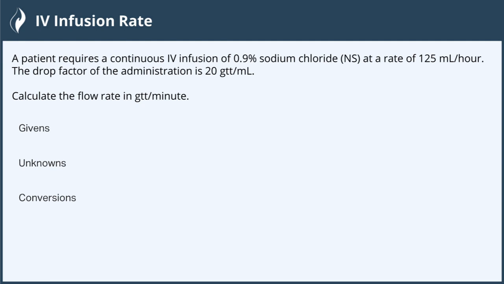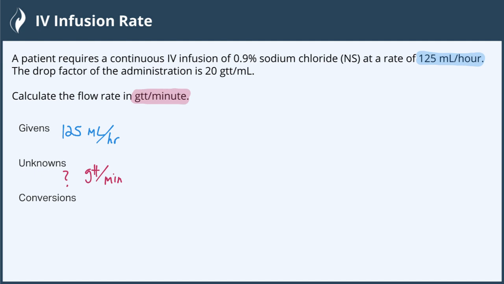So let's start with what are we told? We're given that the patient needs their medicine at a rate of 125 milliliters per hour. So that is our given. We are being asked to find the flow rate in drops per minute. So that is our unknown. We want to know how many drops per minute.